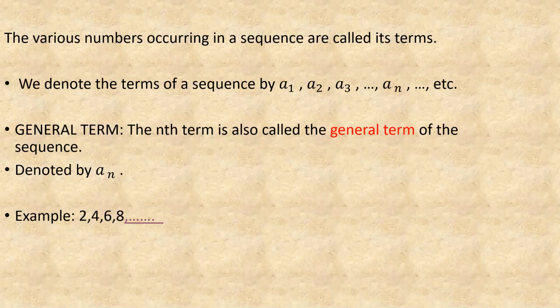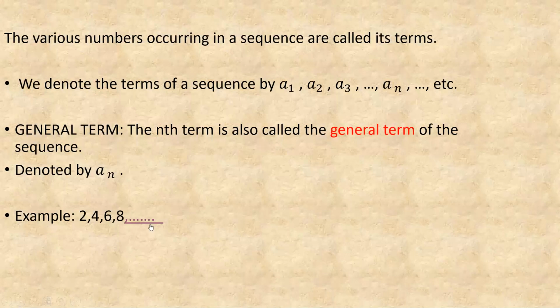But if I tell you to find out the general term of this, what will be the general term? Are these all even numbers? Yes, ma'am. Correct. How do we represent even numbers in terms of n? 2n. Excellent. We represent even numbers in terms of 2n.